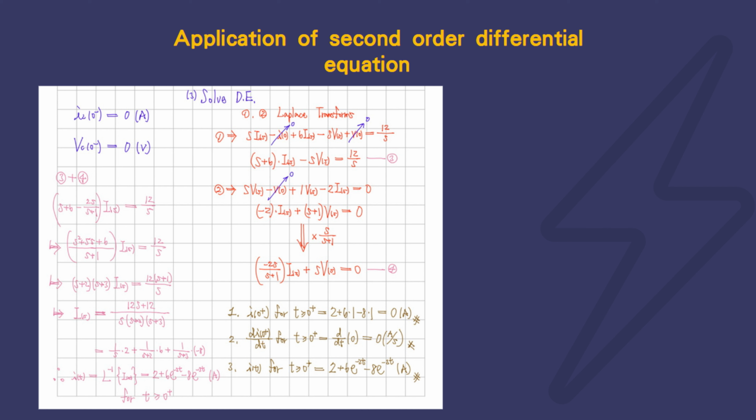I of 0 plus equals 0, and Vc of 0 plus equals 0. To analyze the system post-switch, I use mesh analysis to form two coupled differential equations based on Kirchhoff's voltage law. These equations involve the inductor's voltage-current relationship and the capacitor's current-voltage derivatives.